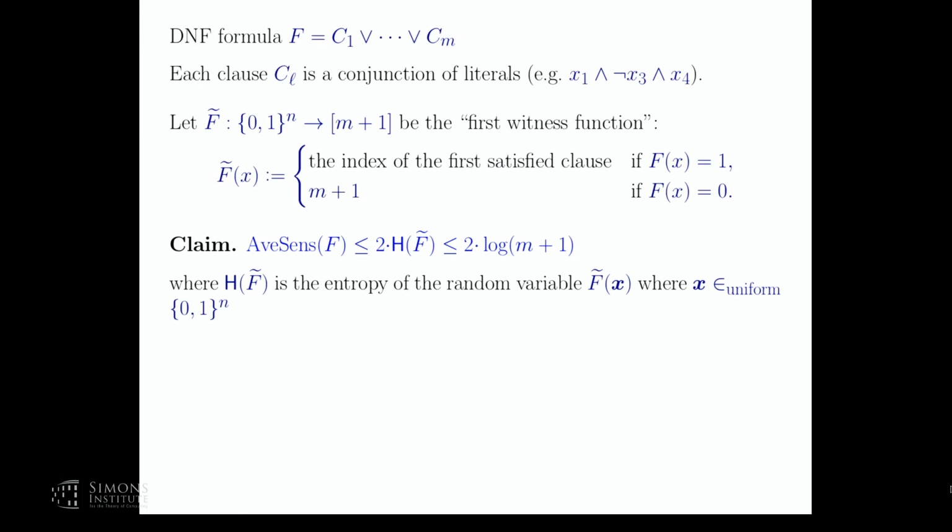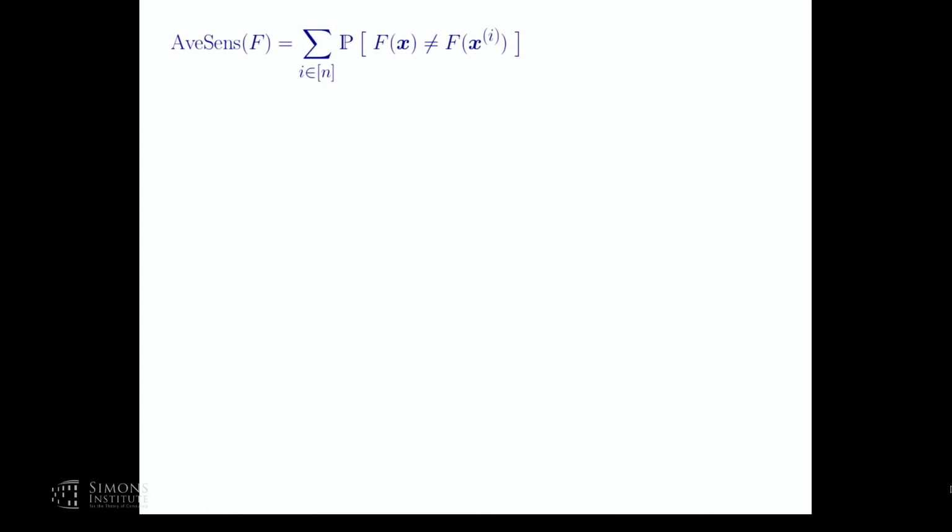And so the claim is that the average sensitivity of f is at most twice the entropy of the first witness of f. Because this random variable has a domain of size m plus 1, this is at most twice the log of m plus 1. This entropy H of f tilde is the entropy of the random variable f tilde on a uniform random point. And so this is basically a one-slide proof.